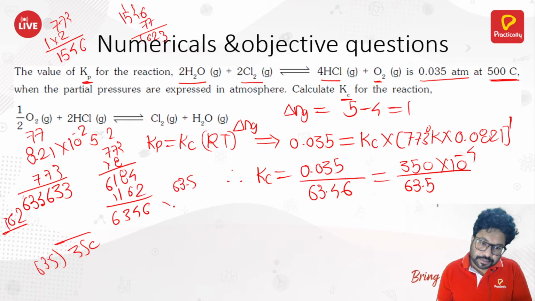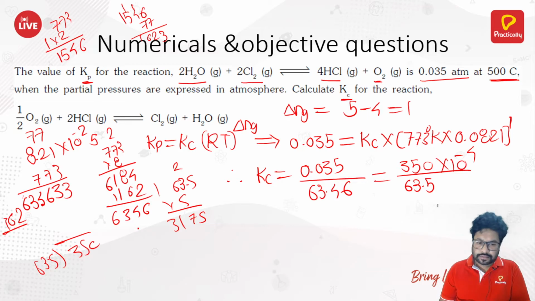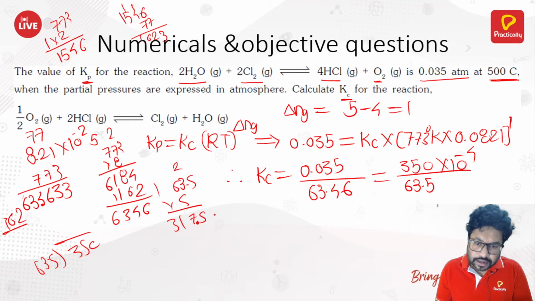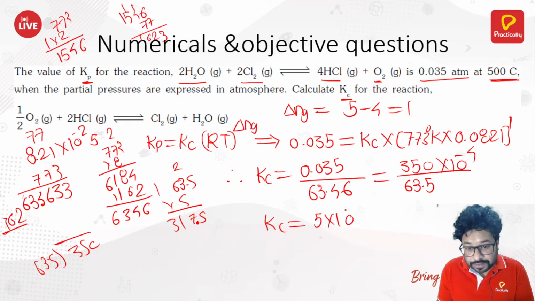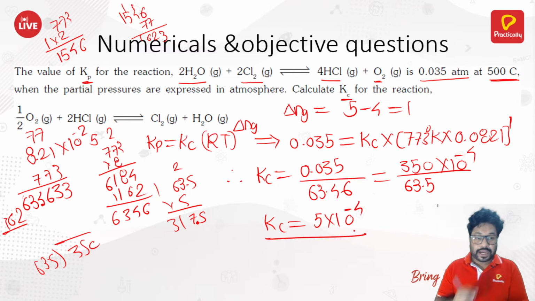63.5 into 5. 5 5s are 25, you got 5, 2. 5 3s are 15 plus 2, 17, 1. 5 6s are 30, 30 plus 1, 31. 317.5. Yeah. So your Kc will be equal to 5 point something. 5 into 10 raised to minus 4, let's suppose. Okay. To make our calculation easier.